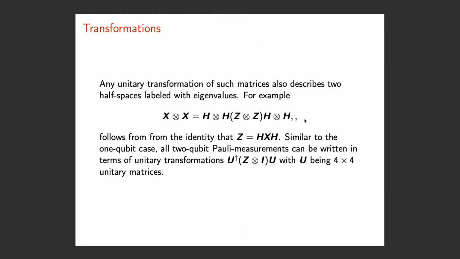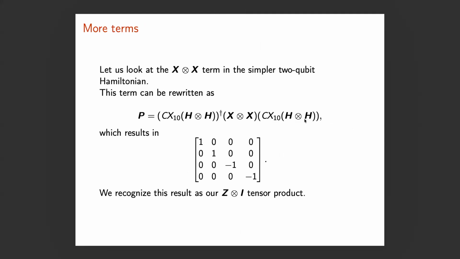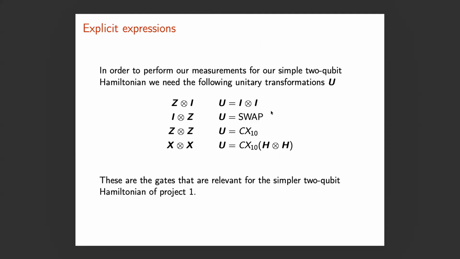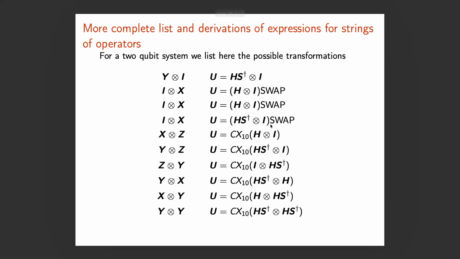And I've also put up different transformations here, and you will find similar ones in the textbook. So these would be those which you would need if you want to follow Hunt's textbook in order to make the measurements. And you can see that these are the gates that are relevant for the simpler two-qubit example of project 1. And then you can get more complicated and look at all the possible combinations when you're setting up a general Hamiltonian. This becomes inefficient from a coding point of view, because if you go to many qubits, you see immediately that you would need to transform many more of these matrices. And that's why this method is not used.